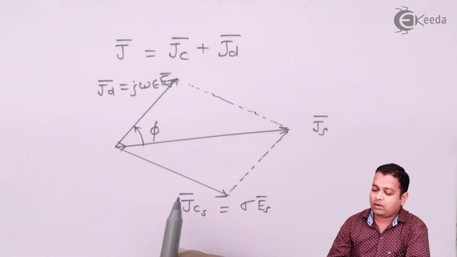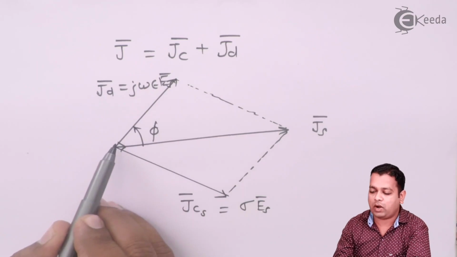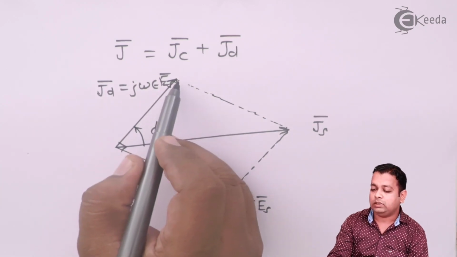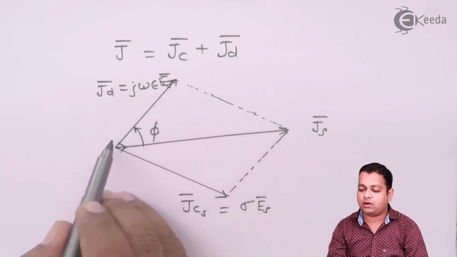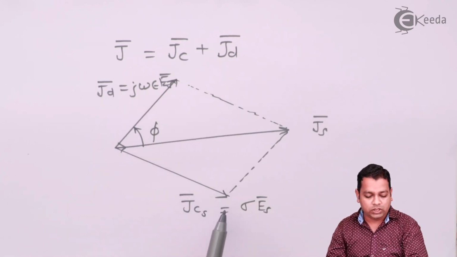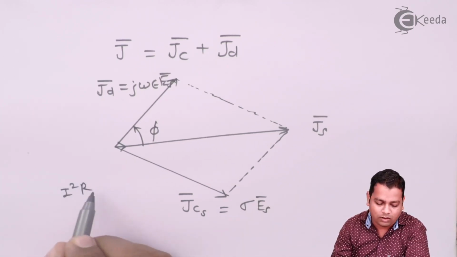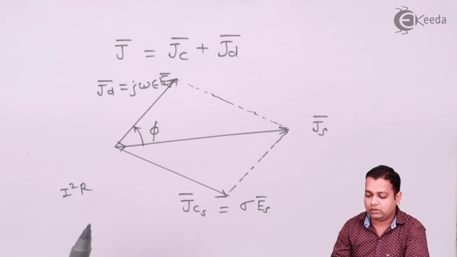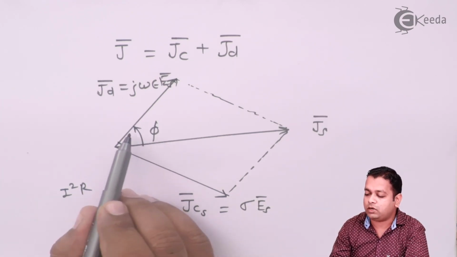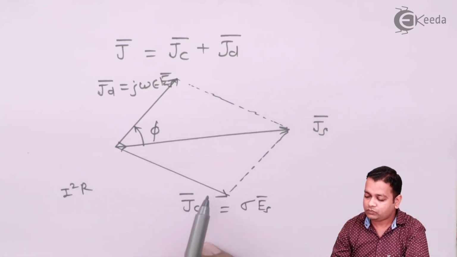Now if phi is increasing, that will reduce the length of this vector, or in turn increase the length of this particular vector. So it means the JD, that is the displacement current density, is reducing, and the conduction current density is increasing. If the conduction current density increases, then the I squared R type of losses also increase, which will take place in the medium of propagation. If the phi value reduces, then JD bar will increase and JC bar will decrease.